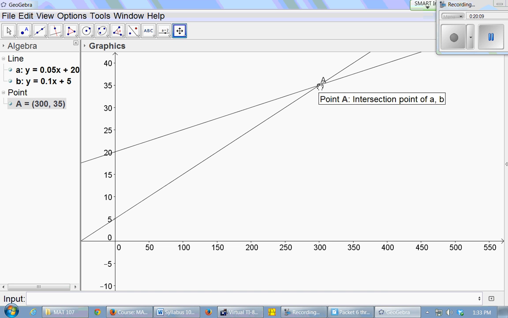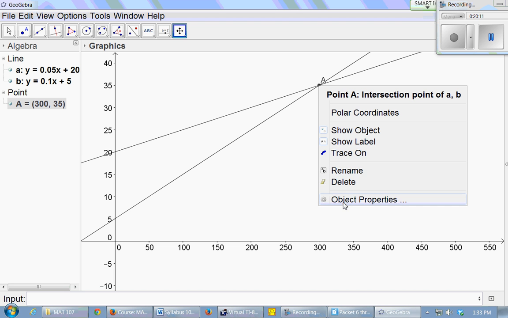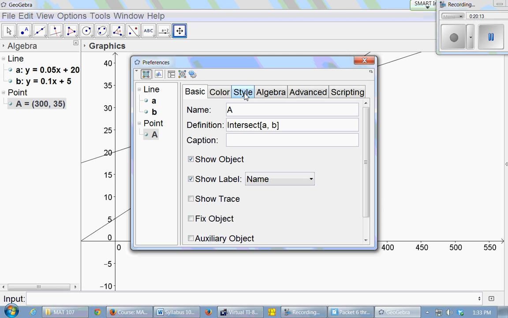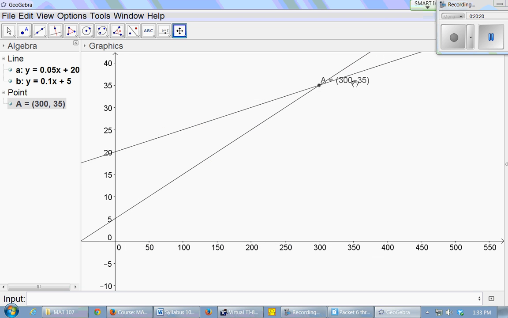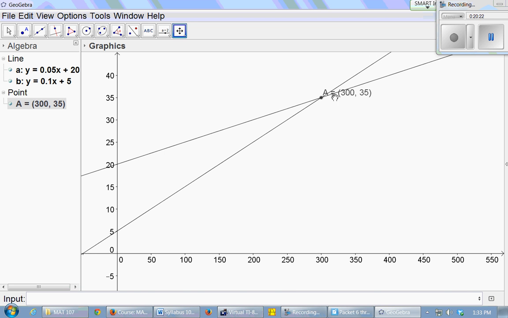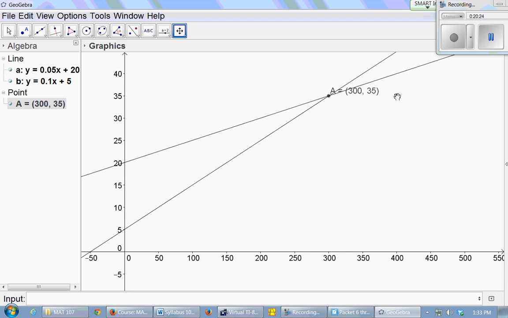And I showed you last class, if you right click on this point and do object properties, here in show label, we can do name and value. And then on the graph, it'll show point A and its coordinates.